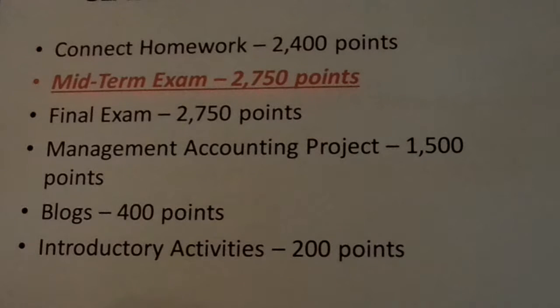The final exam is worth 2,750 points. The Management Accounting Project, 1,500. The ongoing collection of blogs, 50 points each and 400 points in total. And the introductory activities, 200 points. And remember, those were the things you already did when you introduced yourself. They were doing an introduction and stating whether or not you understood the syllabus.